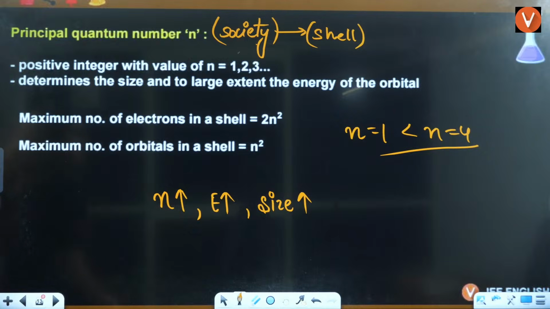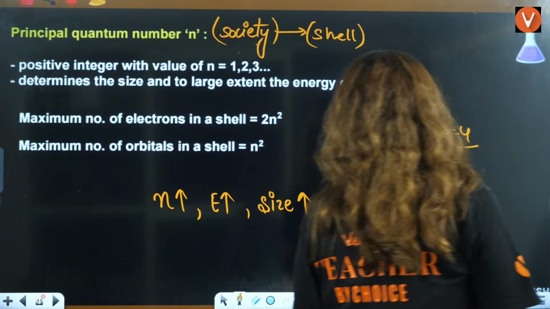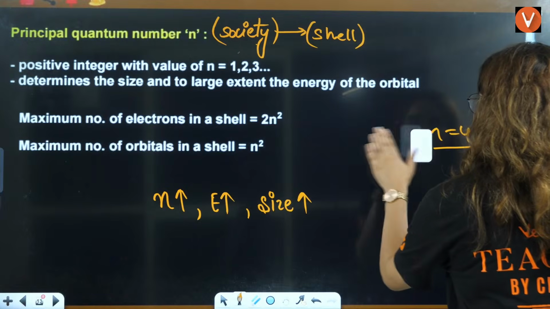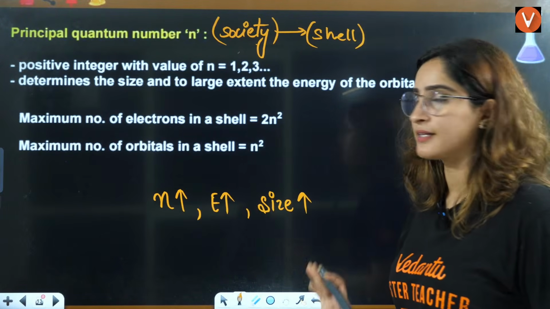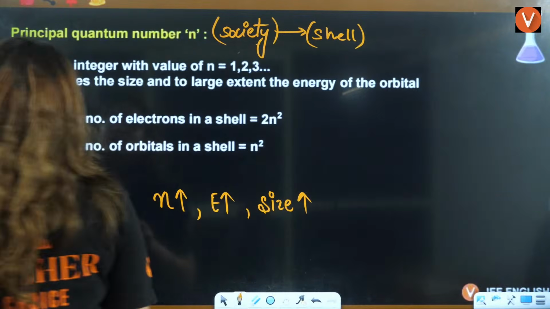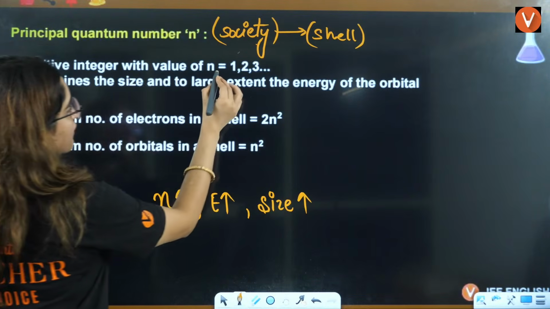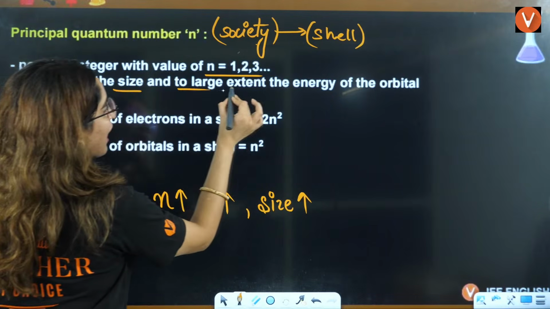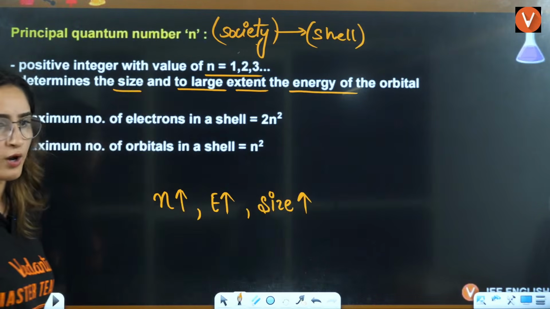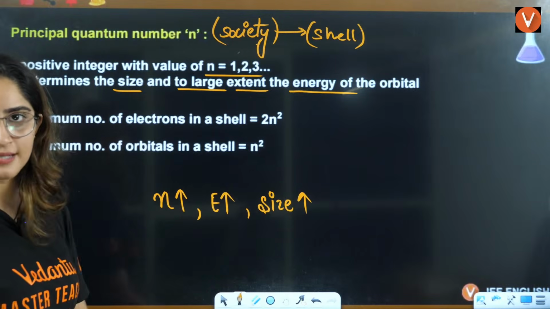If you see this here, this will also discuss why as n increases, size increases. It is always a positive integer, 1, 2, 3, up to infinity, and it determines the size and to a large extent the energy of the orbital. That's why we are talking about energy and size here.